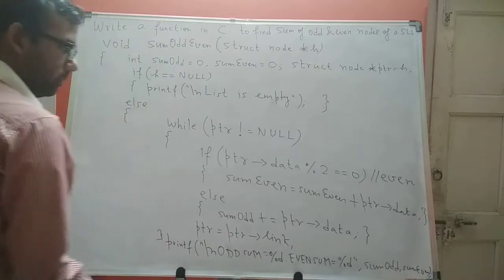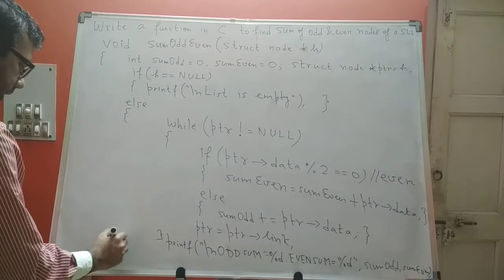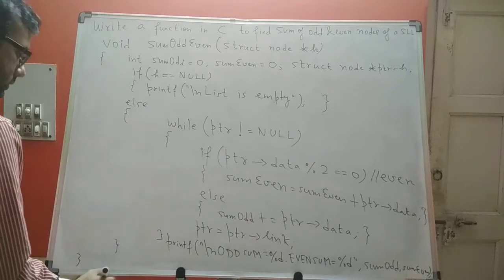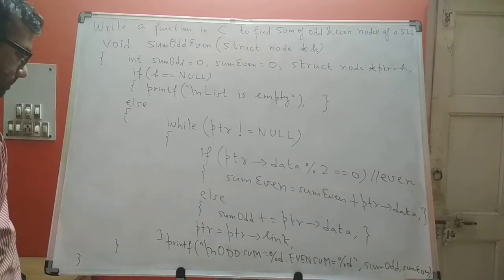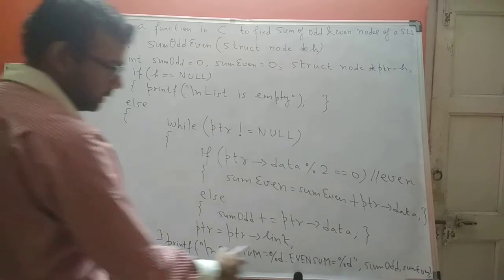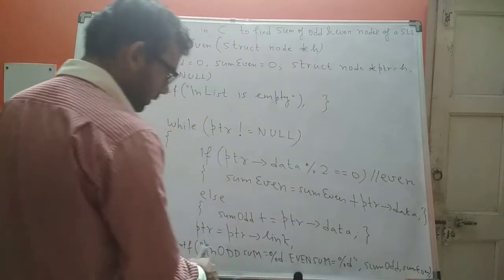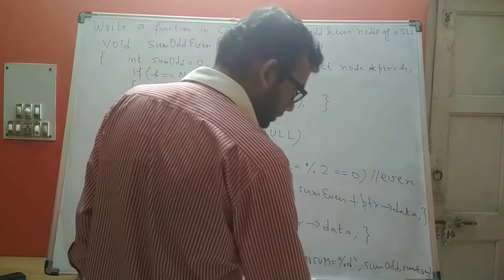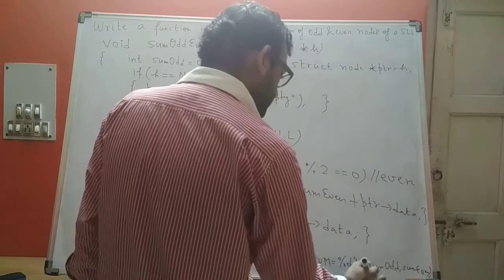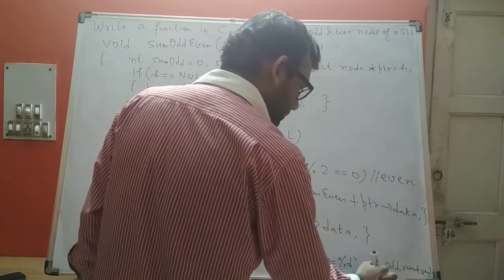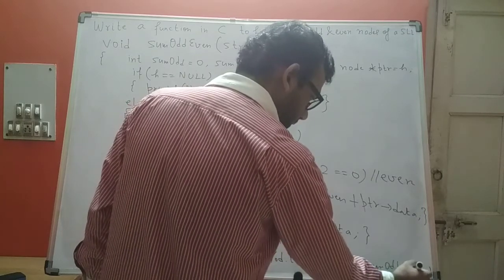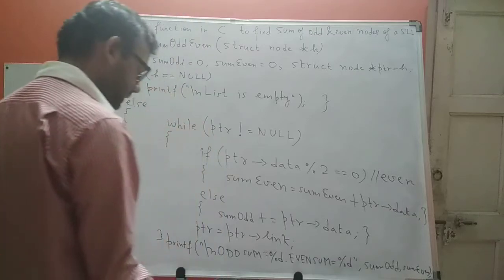Okay, so after I'm done printing the values, I'll simply close off my else part, and I'll simply close off my void part. Yeah, so that's how it is, right? Before I close off the else, I'll simply print out a statement that odd sum equal to %d, even sum equal to %d. In place of the first %d, I'm substituting the value of the variable called sum odd, and in place of the second %d, I'm substituting the variable sum even.